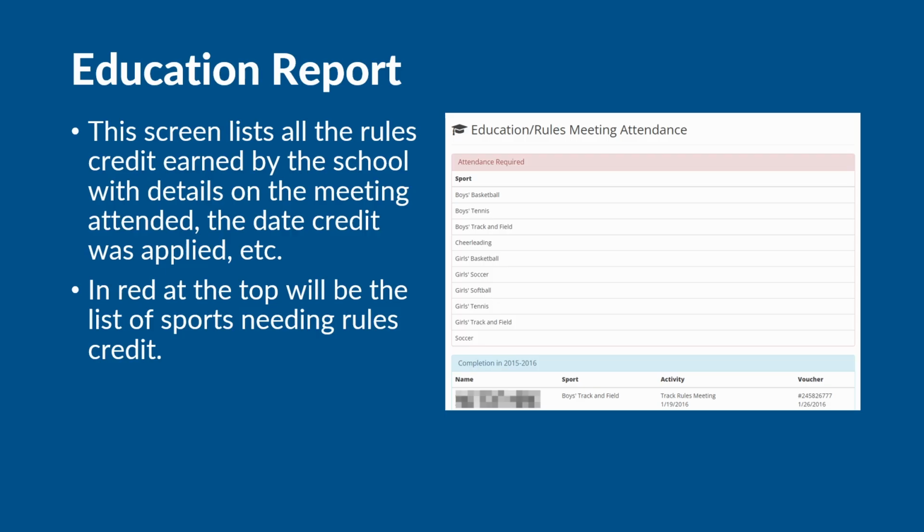Another option under the School menu is the Education Report. This screen lists all the rules credit earned by the school for the last 3 school years, with details on the meeting attended, the date the credit was applied, and so forth. At the top of the screen, you'll see a list of all the sports that need rules credit, all on one page.